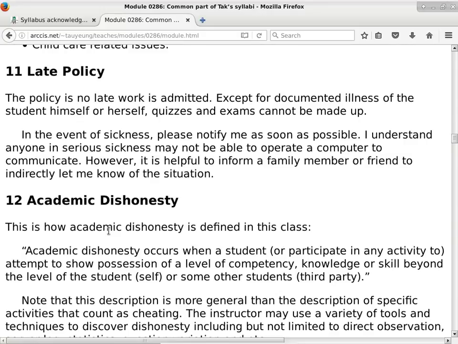Okay, late policy is easy to remember. There's none. I do not take any submission late. Anything that's turned in late won't get any points. It's kind of harsh, but easy to remember, and easy to plan for too.